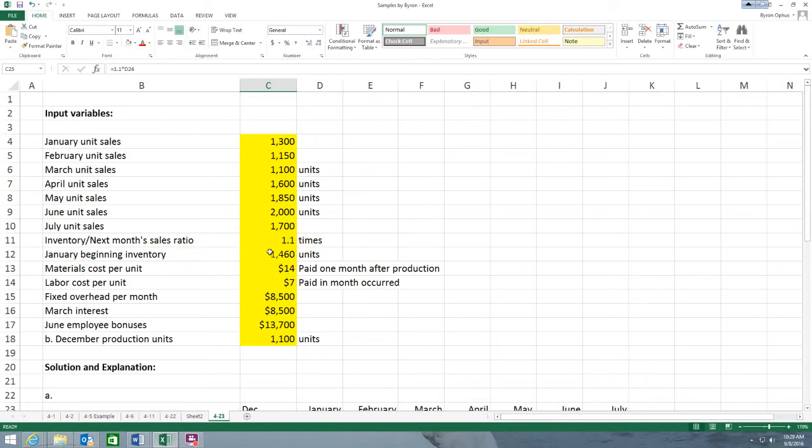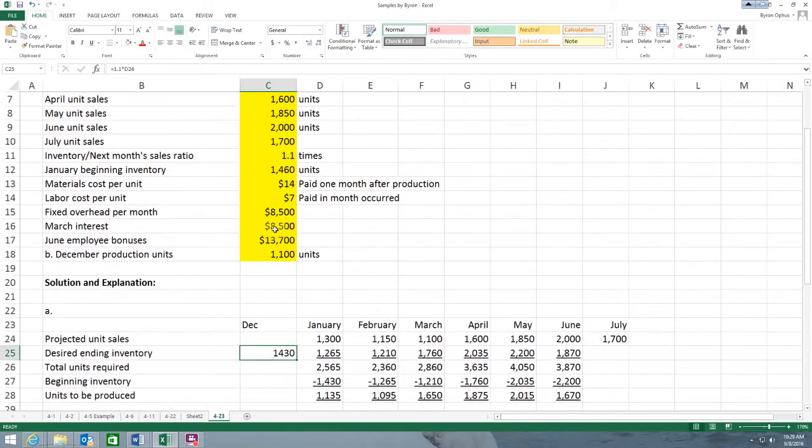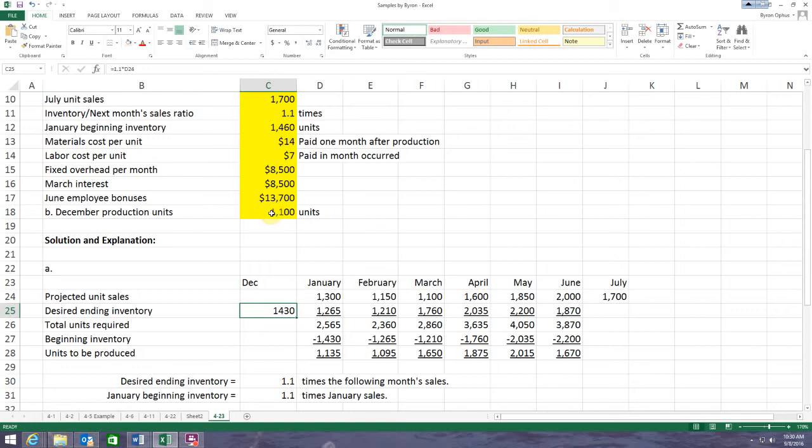And January beginning inventory, it gives me, which is a little different than what I would calculate, and so I've got to put that in as a manual number, basically. My various other costs, I've got interest and employee bonuses. You guys, I think, have a dividend that gets paid out, which is going to be handled similarly to what I have. Okay, and then it gives me a specific number here for my December production units, which I'll need to calculate some of my costs, right?